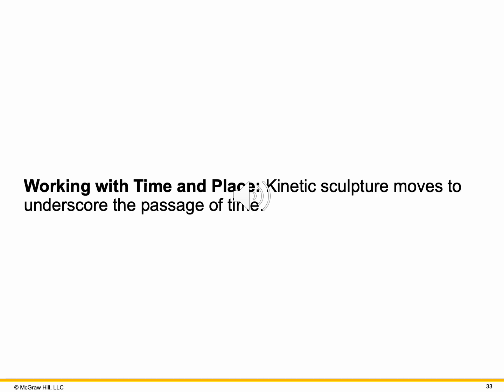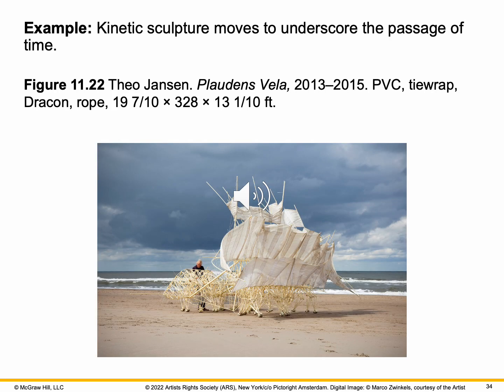Working with time and place. Kinetic sculpture moves to underscore the passage of time. The sculpted creatures Dutch artist Theo Jansen creates engage both place and time. Rather than standing static in one spot, Jansen's piece moves across the ground, its speed determined by the wind.